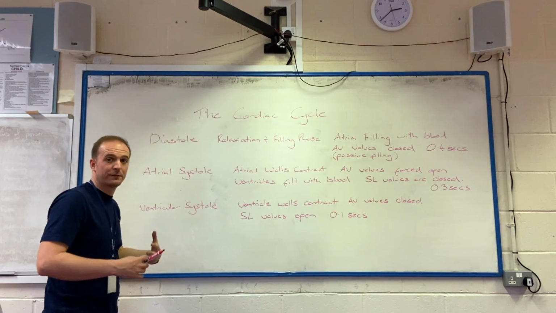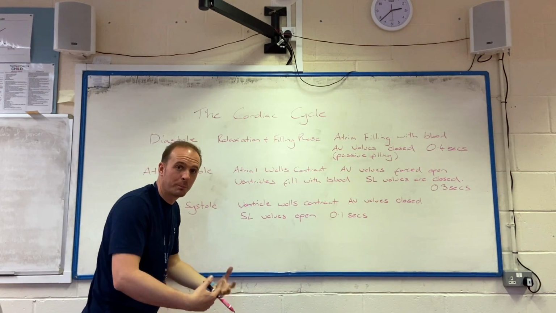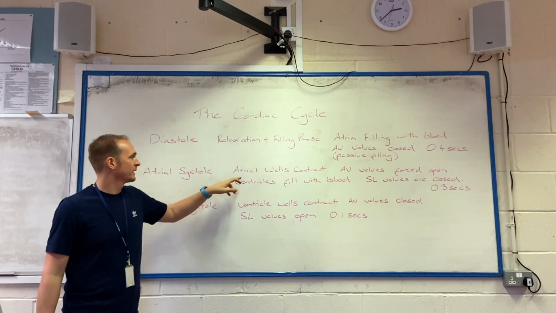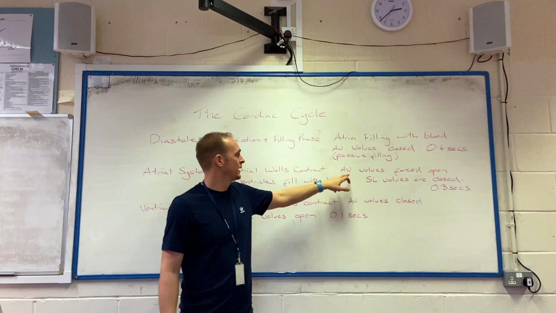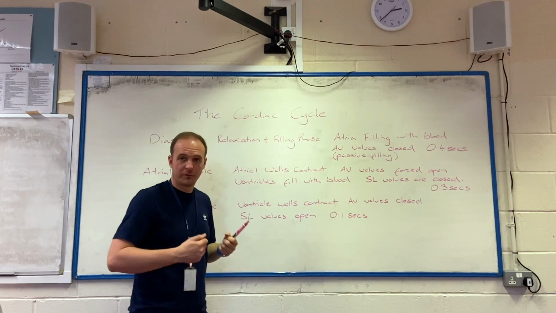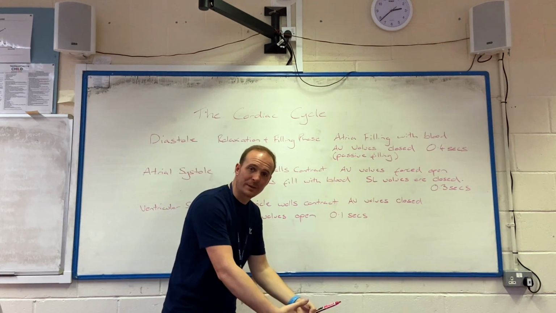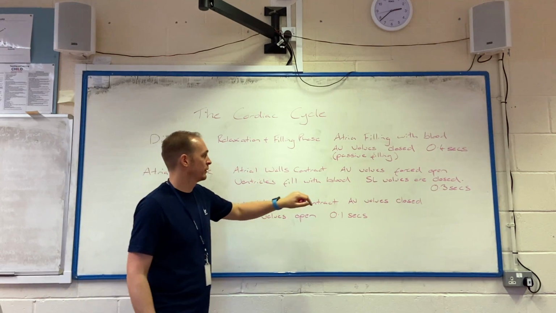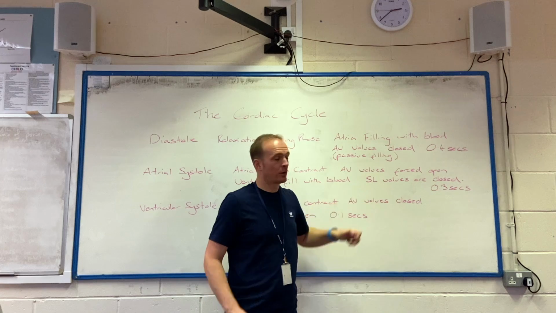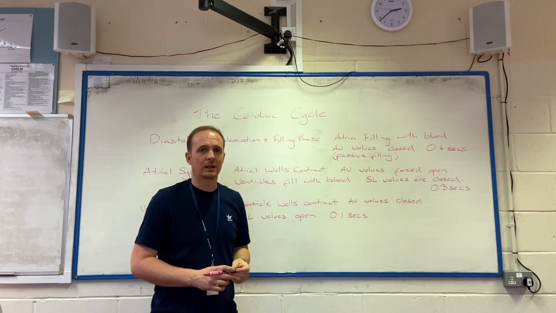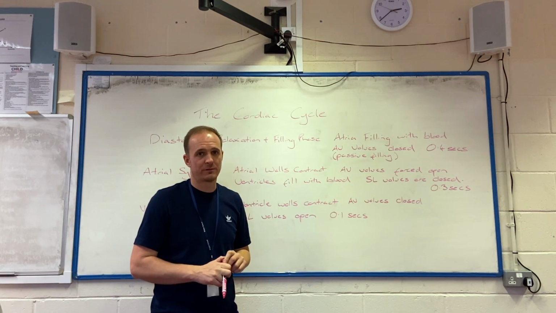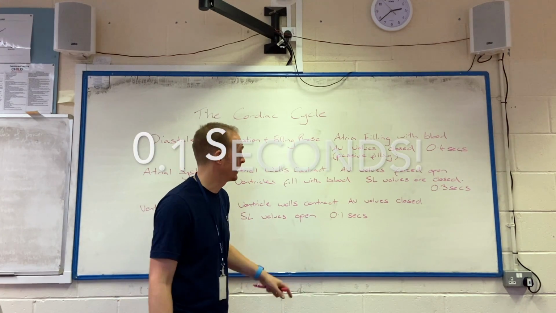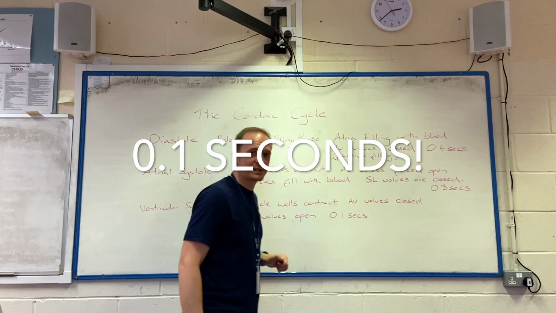We then move on to the first part of the heart actually beating. That's atrial systole. Your atrial walls contract, your AV valves are forced open, so blood is now allowed to make its way down into the ventricles, and that means the ventricles can fill with blood. And it's important that we remember your semilunar valves remain closed. The aortic semilunar valve and the pulmonary semilunar valve are closed because you don't want any blood leaving the heart yet. That takes 0.3 of a second.